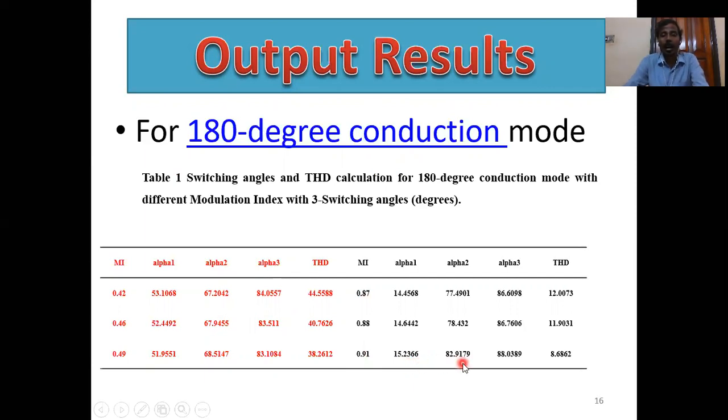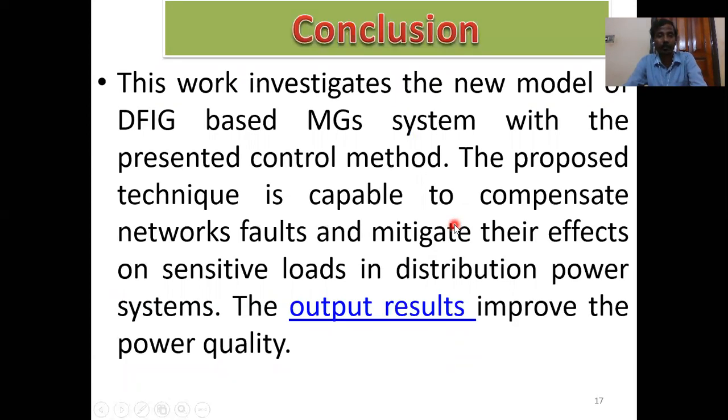15.2366, and alpha 2 equals 82.9179, and alpha 3 equals 88.0389, and THD equals 8.6862. This is the modulation index. These are switching angles, and this is the percentage of THD for 180-degree conduction mode of operation.